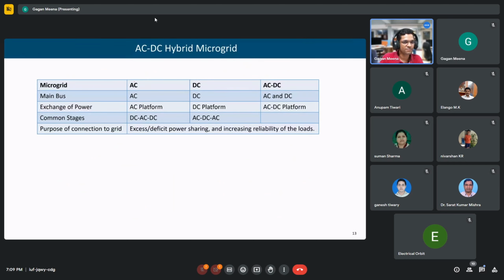This is the classification. In an AC microgrid, the main bus is AC and the exchange of power is through the AC platform. The common stages are DC-AC-DC. If there is a DC source, you have to convert it to AC, then for a DC load, convert AC to DC again. In a DC microgrid, an AC source has to be converted into DC, and for supplying an AC load, converted again into AC. In AC-DC hybrid, we can avoid these conversion stages.